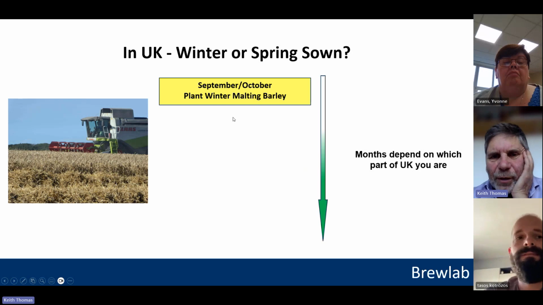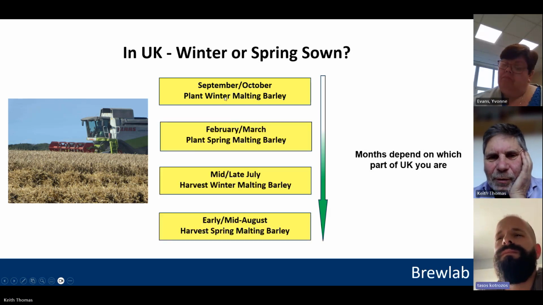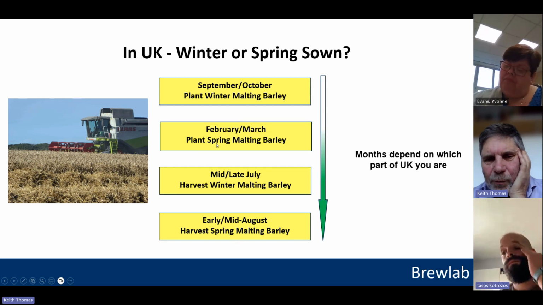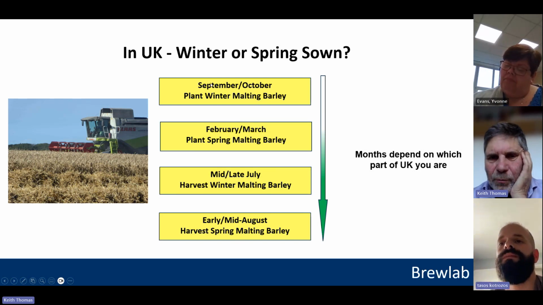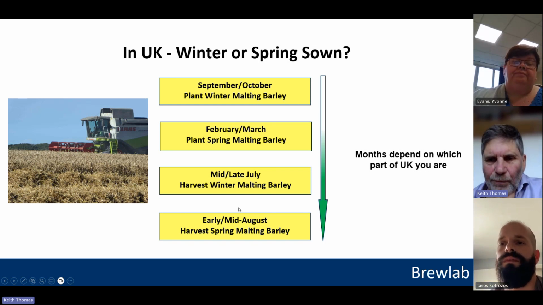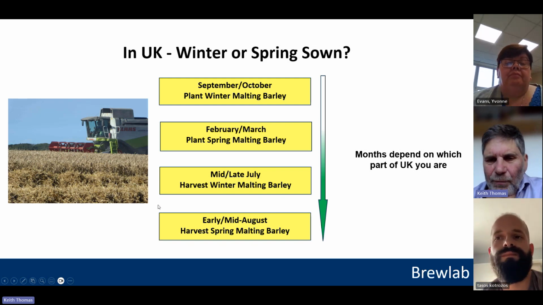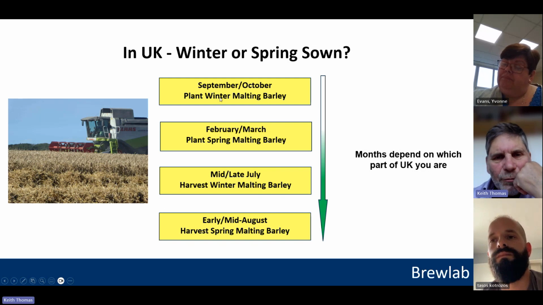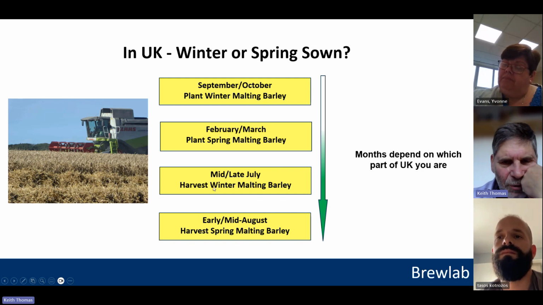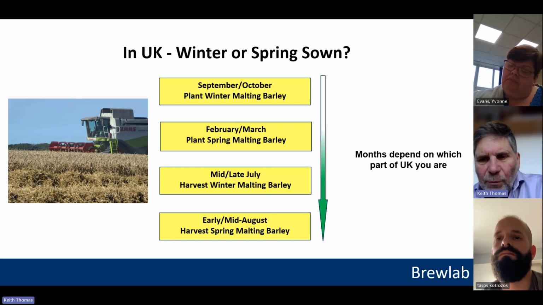There's also winter and spring. Winter barley is planted in September, October, and spring barley in February, March. So winter and spring are harvested at slightly different times, and it depends on preferences and varieties to a degree. You'll get a greater yield from the winter, but you would get different character in the spring. So different breweries have their own preferences in the choice of those.